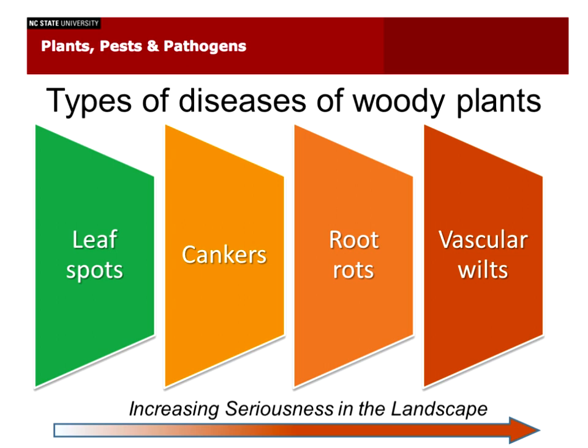Root rots would be our next more serious issue to deal with in woody plants because they affect the entire plant. And then finally, the vascular wilts. Again, that's when the xylem, the plumbing of the plant, gets clogged up and the entire tree or shrub irreversibly wilts.